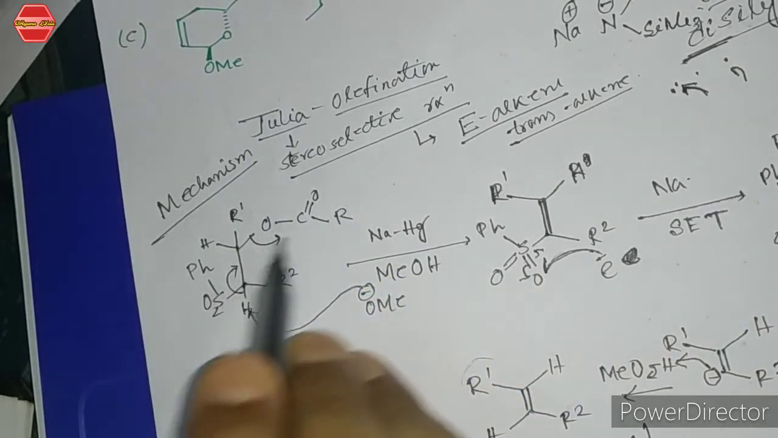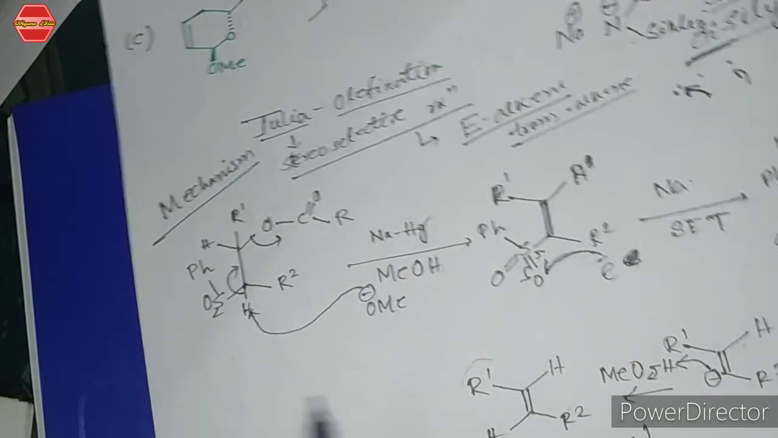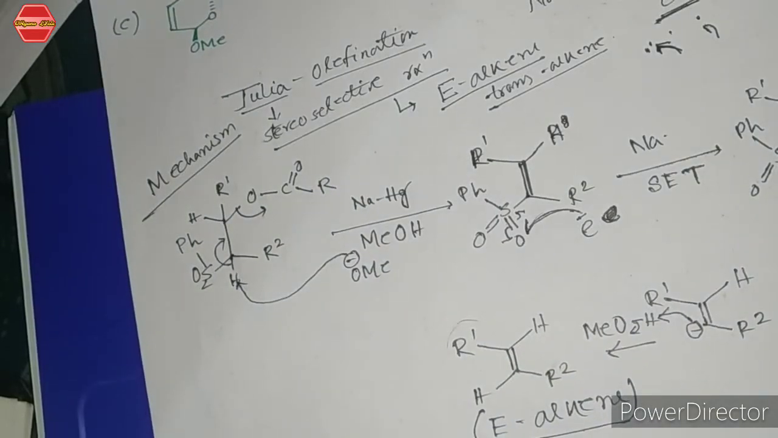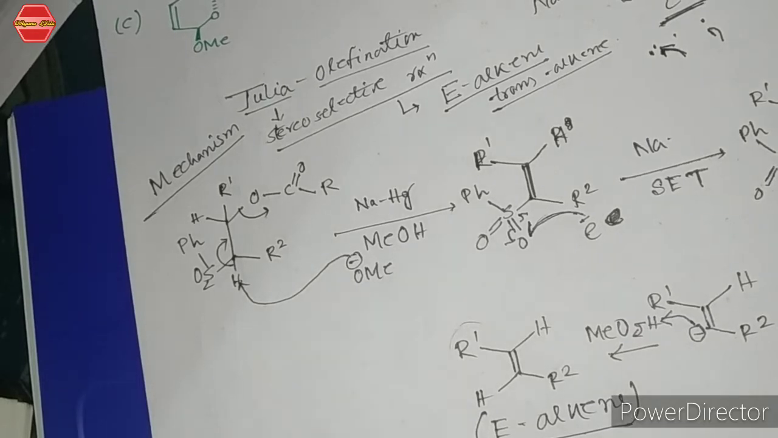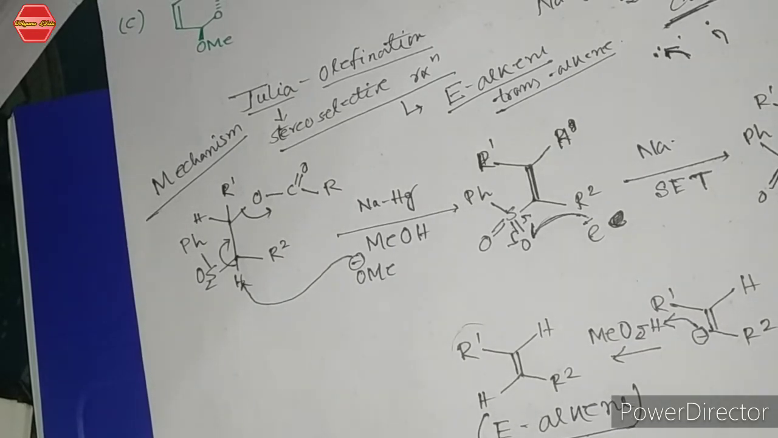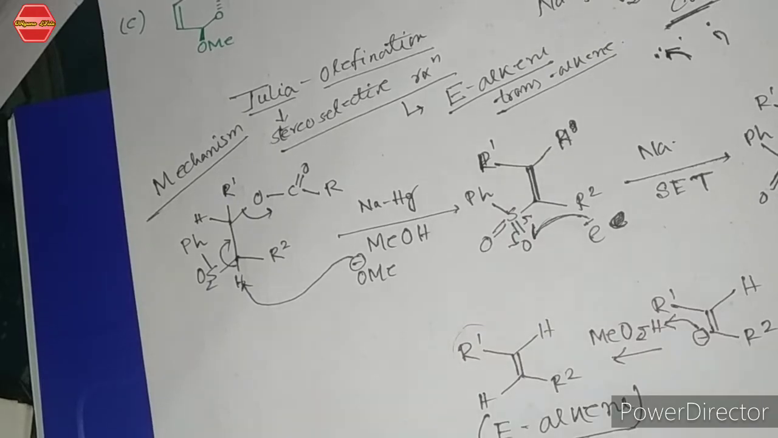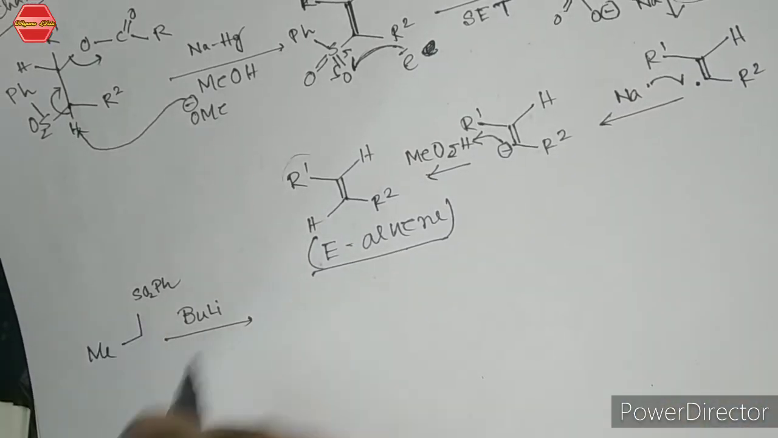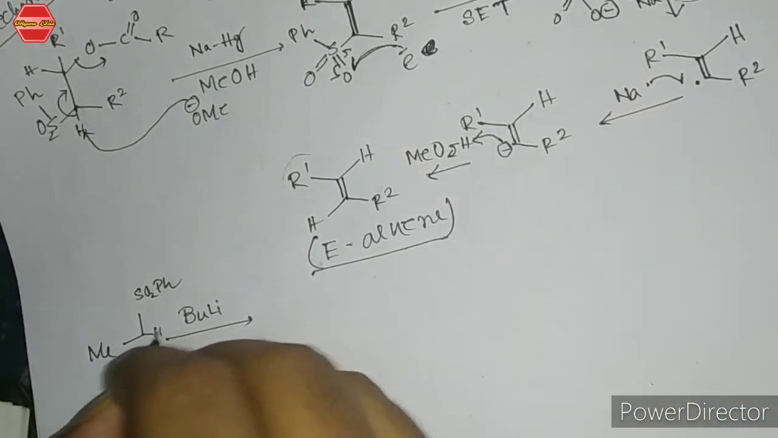Okay, and now there is another question: how am I writing this structure this way, and how do we get this type of structure? Now in the question you are given a structure like this, SO2Ph. And you are given a strong base like butyl lithium. Now there is an acidic proton here.